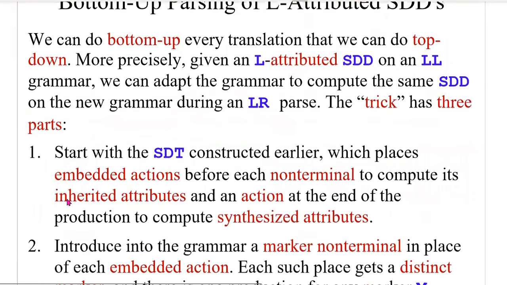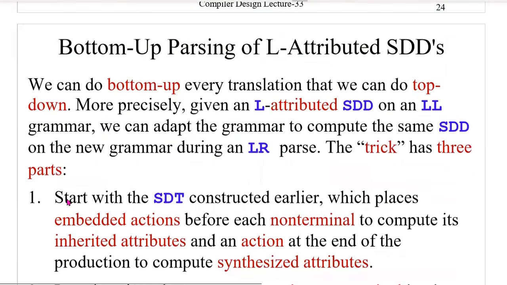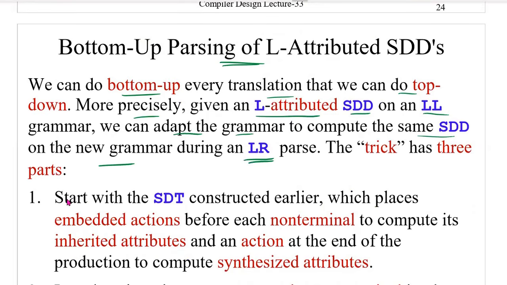Okay, now similarly, bottom up parsing of L-attributed SDDs. Now the previous one is top down parsing, that is LL. So here we can do bottom up, every translation we can do top down. More precisely, given an L-attributed SDD on an LL grammar, we can adapt the grammar to compute the same SDD on the new grammar during LR parsing.